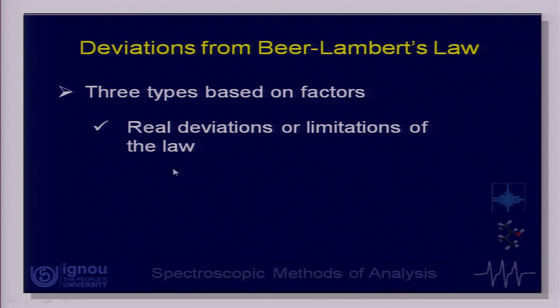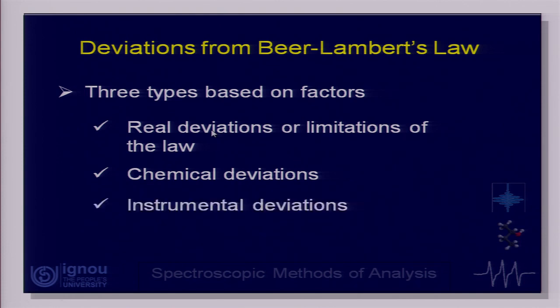The first one is typically called the real deviations, or the limitations of the law. The second category is the chemical deviations, and the third one is instrumental deviations. We will talk about each one of them one by one. Let us begin with the real deviations or the limitations of the law.